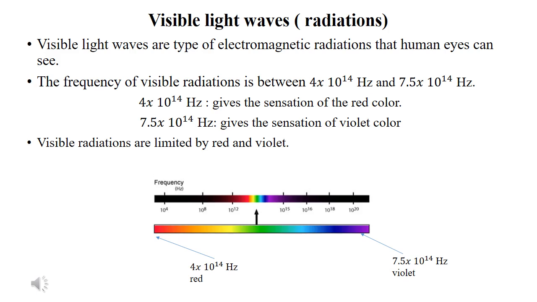Please observe the figure below where we have the frequency. 4 × 10^14 Hertz gives the sensation of the red color. However, 7.5 × 10^14 Hertz gives the sensation of the violet color. So the visible radiations are limited by red and violet. So our naked eye is sensitive to frequencies between 4 × 10^14 Hertz and 7.5 × 10^14 Hertz.